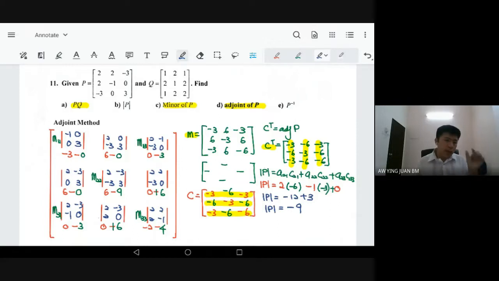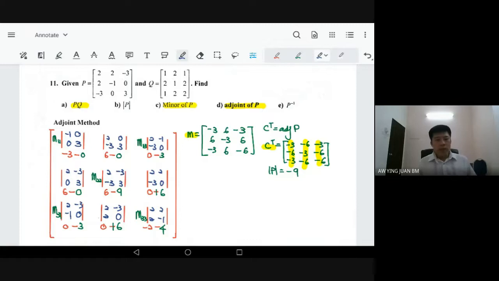So do remember, the determinant is not equal to the modulus of P. It is totally different. So a determinant is just a number. So it can be positive and it can be negative. So the determinant does not mean it is a modulus of P. So kindly take note.